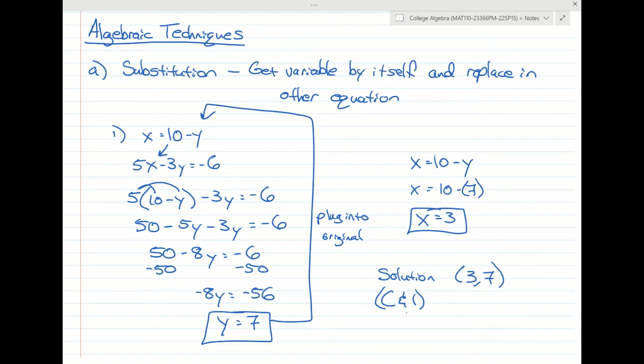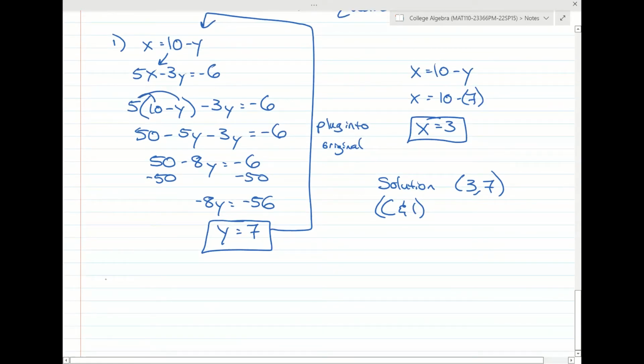All right, let's try something else. What about if we have to do a little more work? What if it was 4x plus y is equal to 5 and 2x minus 3y is equal to 13?